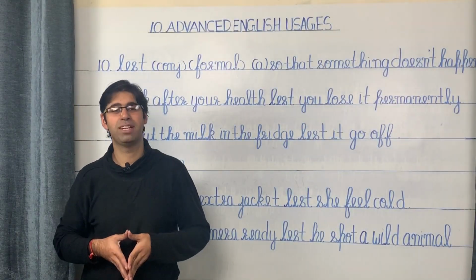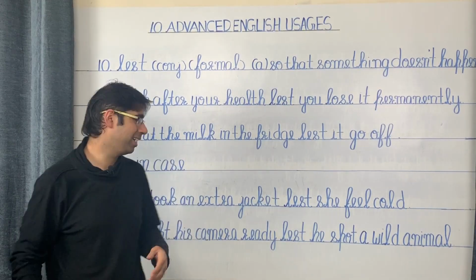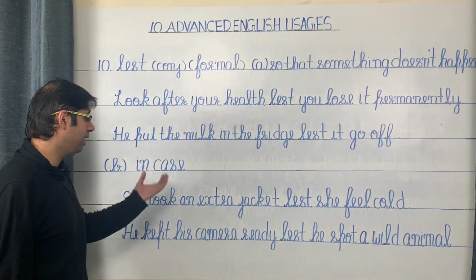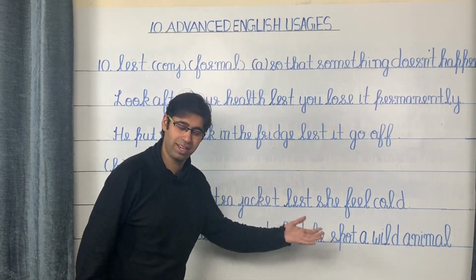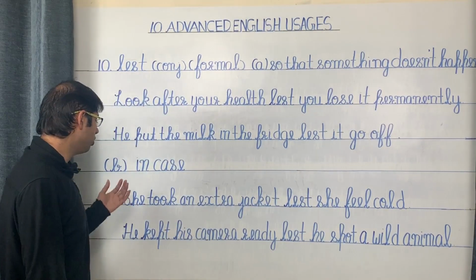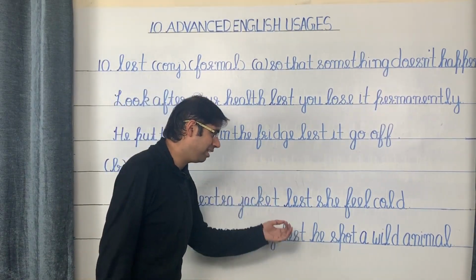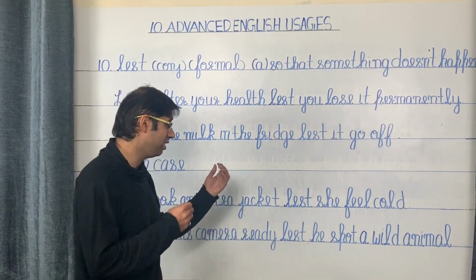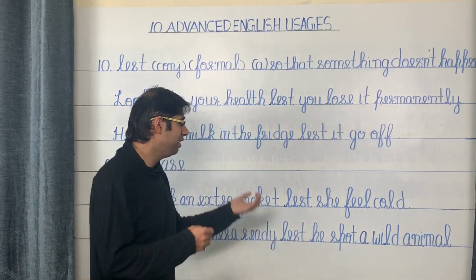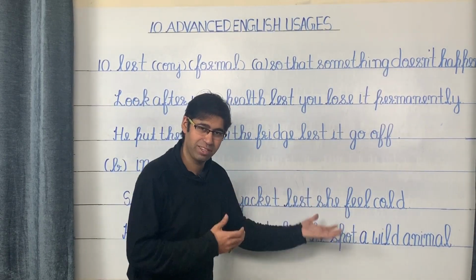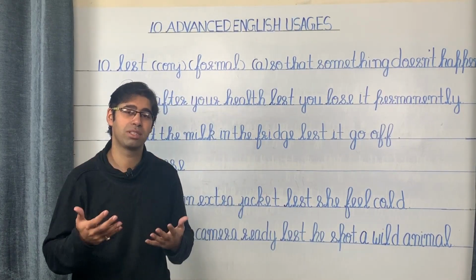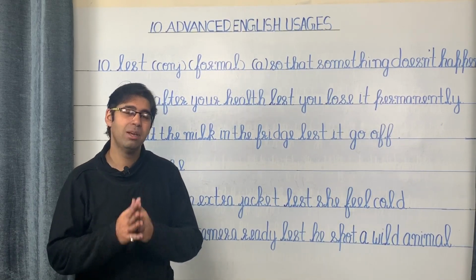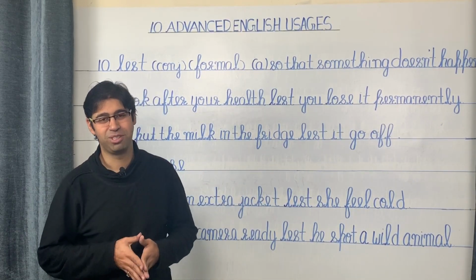So in the second use of lest, we have it as a replacement for the phrase in case. Let's look at a few examples. The first one reads, she took an extra jacket lest she feel cold. And that's the exact same as saying she took an extra jacket in case she feels cold. So you see that subjunctive mood at work over here. You've got in case she feels cold, but you have lest she feel cold and not feels. And the reason for that is we use the subjunctive mood in order to express imaginary or hypothetical situations, which is exactly the case here, and hence the use of the subjunctive.